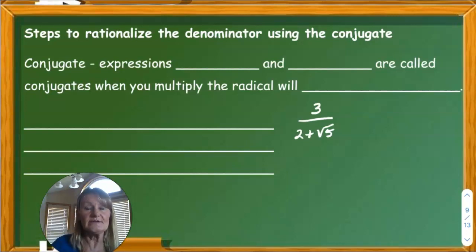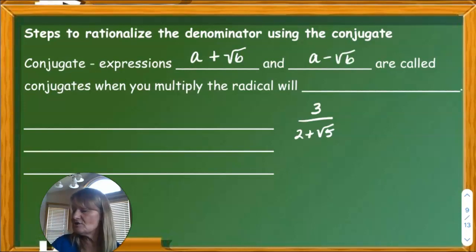So let's talk about the word conjugate. That's going to be our word. Two things that are conjugates, using generic vocabulary here: if you have a plus the square root of b, then its conjugate is going to be a minus the square root of b. Those are called conjugates. The reasoning behind that is that when you multiply the conjugates, the radicals cancel out.